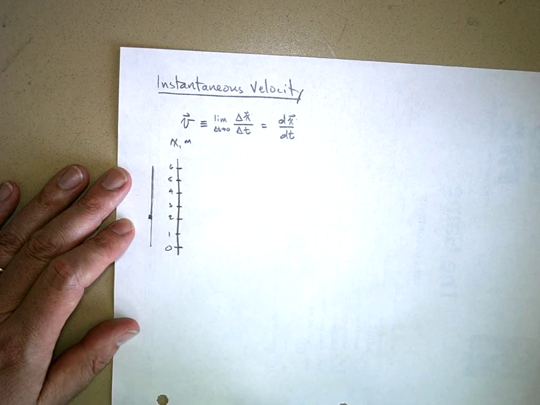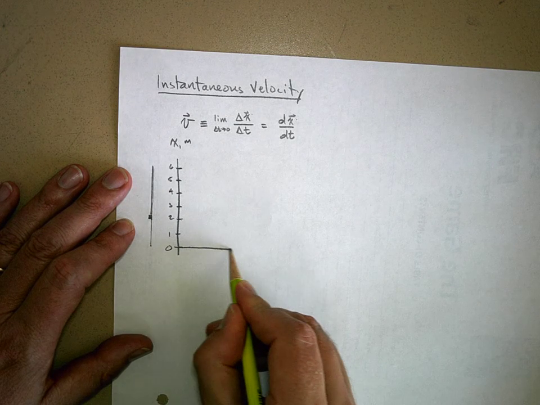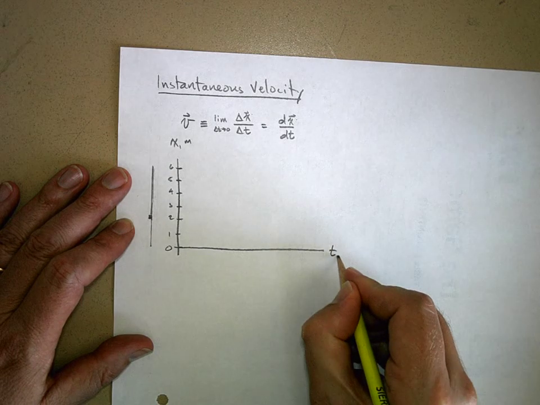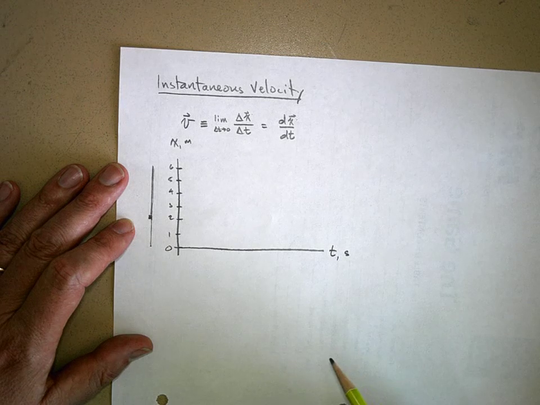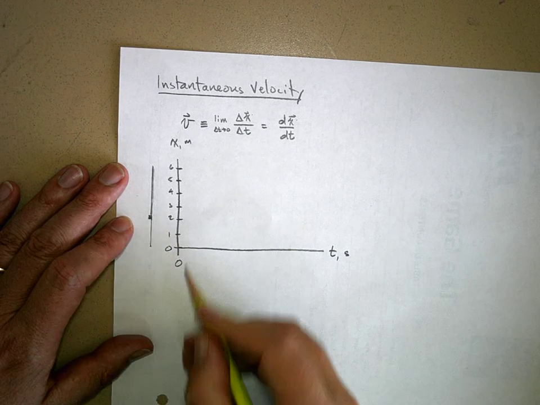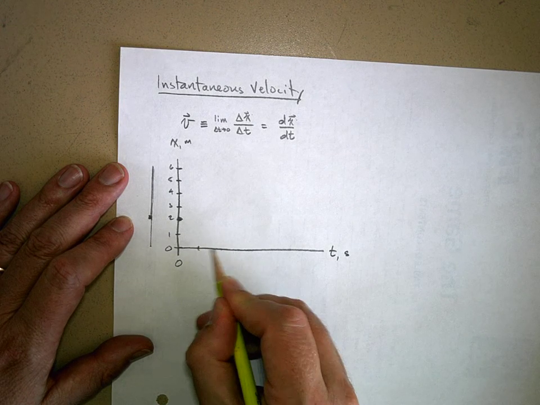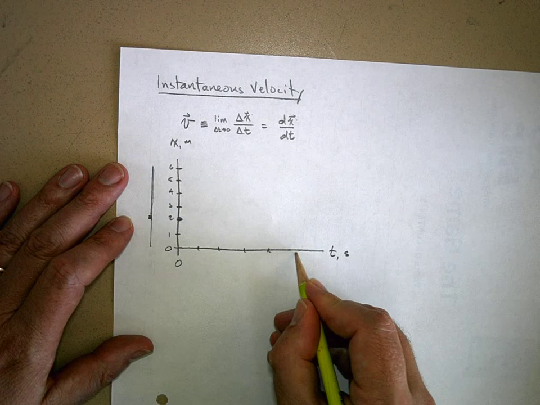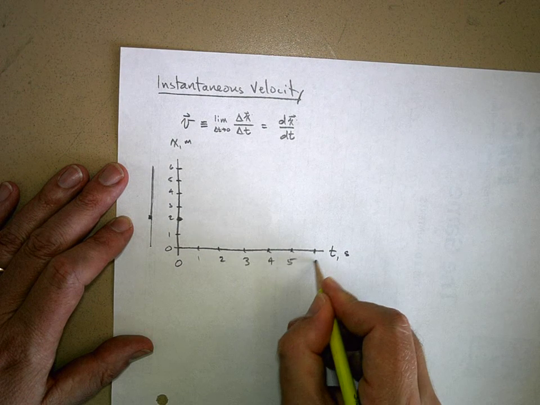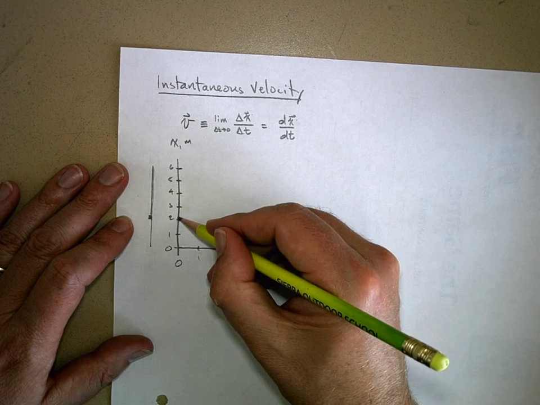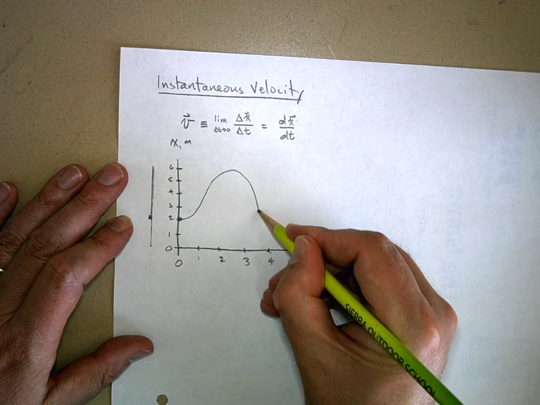Then for that motion, I'm going to graph it over time. So this is my time axis in seconds, and maybe this will take 5 or 6 seconds. So I say, okay, at 0 time, where is my little car? Well, it's right here. And at 1 second, 2 seconds, 3 seconds, 4 seconds, 5 seconds, 6 seconds. What is it doing? Well, it's going to go like that.